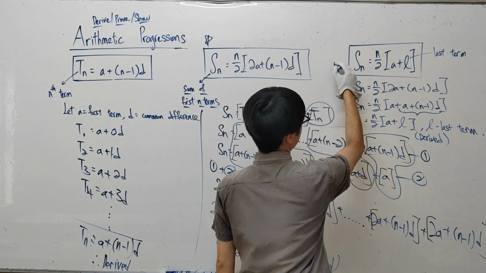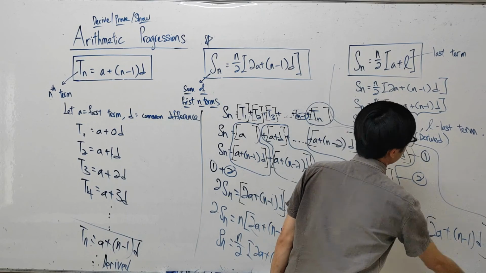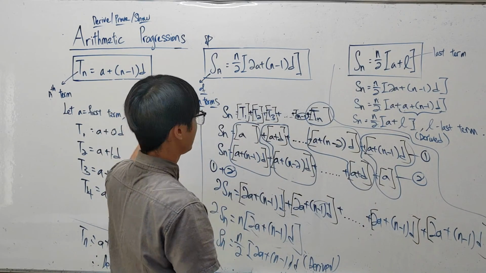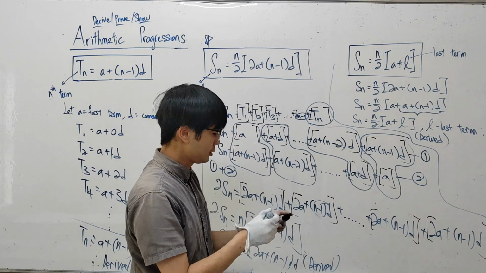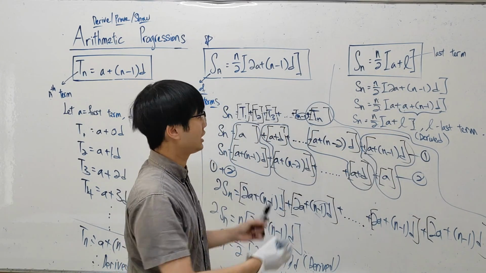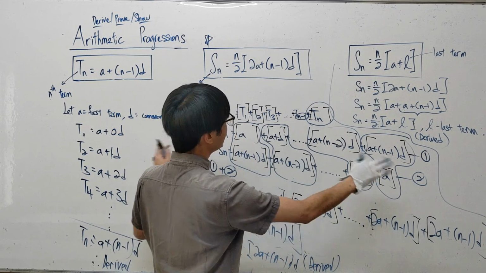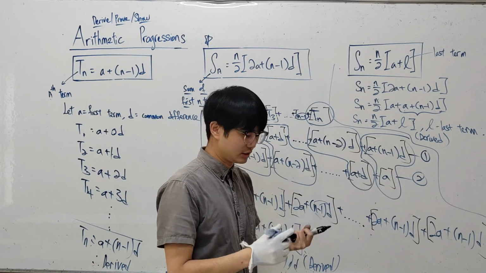Okay? Alright, so I should separate this. Yeah. So first formula number 1, formula number 2, formula number 3. Okay? So yeah, that's all. This is how you derive all the formulas in arithmetic progression. Okay.